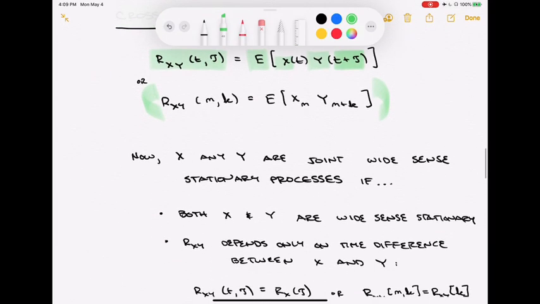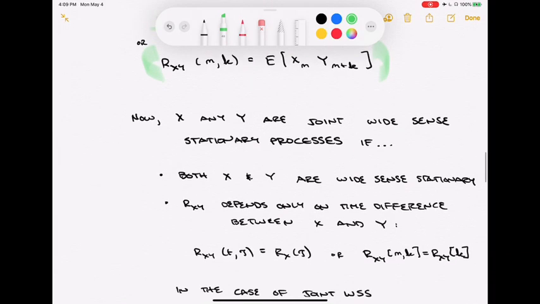Now, if x and y are what are called jointly wide sense stationary processes, what does that stationarity mean? It means that time should not really be coming into play here. And what does it mean to be jointly wide sense stationary? A jointly wide sense stationary process is one where x and y, each of them, are wide sense stationary themselves, and the cross correlation function only depends on the difference, that tau value, or the k value if it was a discrete case. So that says Rxy of t comma tau is just Rxy of tau.